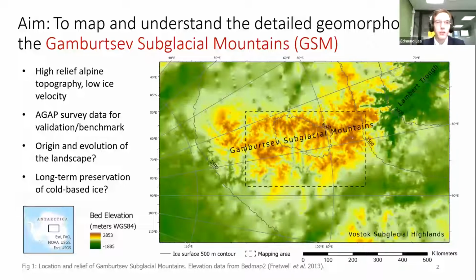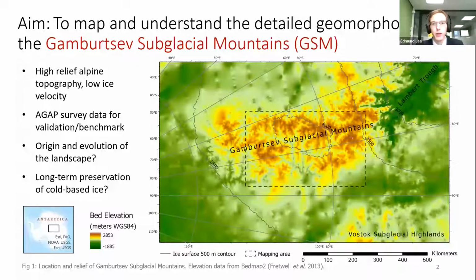We know this is an area of high relief and low ice velocity, sitting beneath the Dome A ice divide, which is quite good conditions for producing turbulent ice flow, which is likely to cause the subglacial topography to have a surface expression.